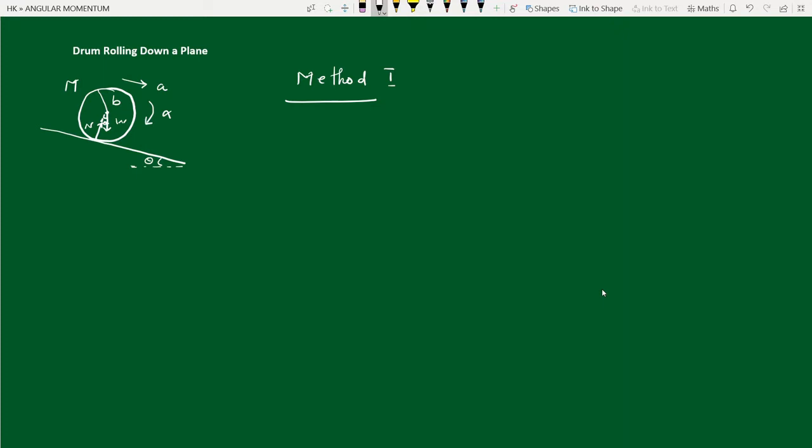How do we know this? If you extend this and this, then this angle is 90 minus theta. Therefore, this angle is also 90 minus theta. If this angle is 90 minus theta, then the small angle will be theta. That is the logic. So this angle is theta.